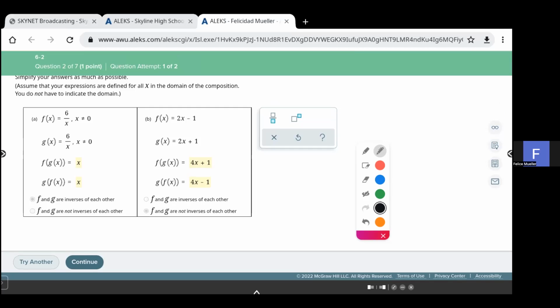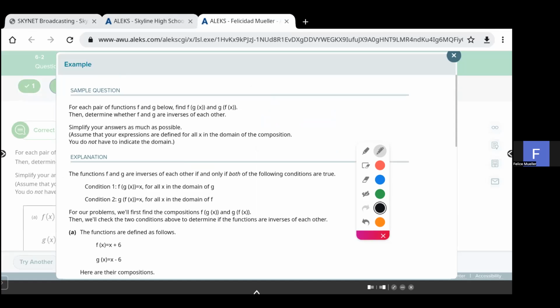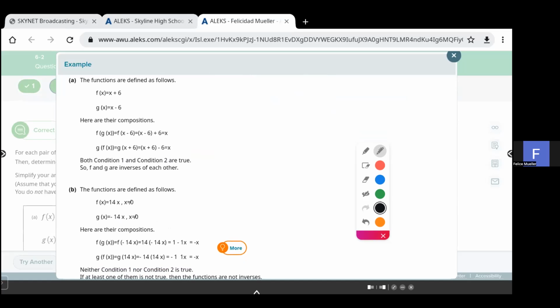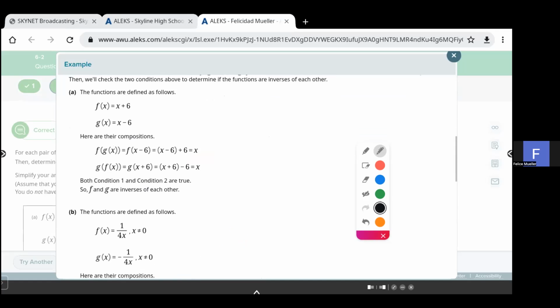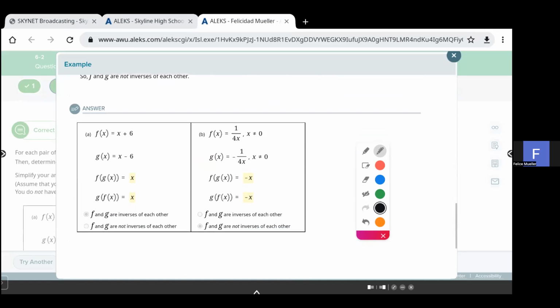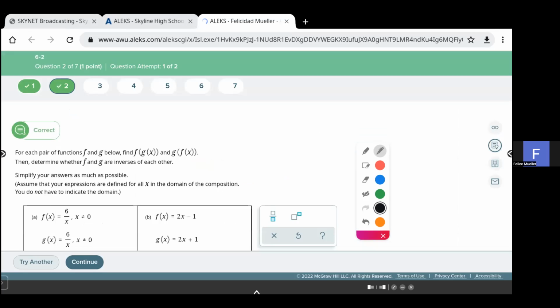One of the things I would suggest on this specific problem is to take a look at the example where they are going to explain that. And it'll tell you if you get x on both of them, then they are. So moving on to the next problem.